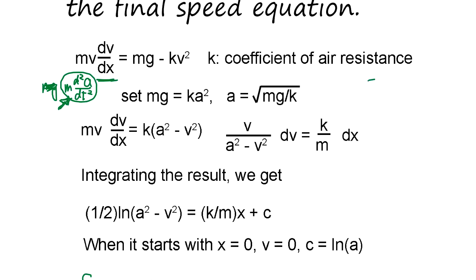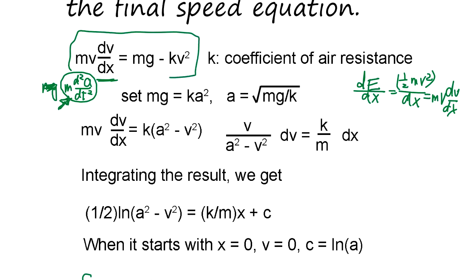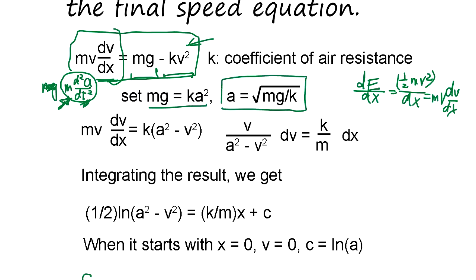This is based on energy, per dx. Energy is mv², so m v dv/dx. So when you solve the problem in the spatial domain, not the time, this is Newton's equation, and the force is mg minus k v². So this is the resistance. Okay, so set mg equal to k a², where a is the square root of mg over k, then we can make the equation clean. The question is how you take the integral.